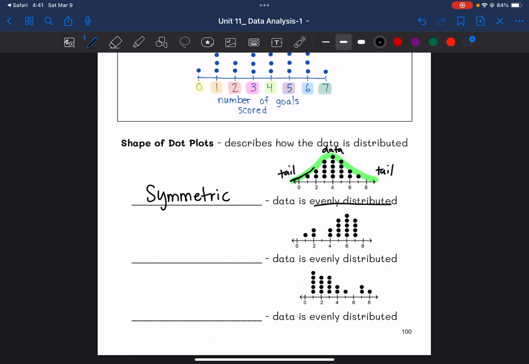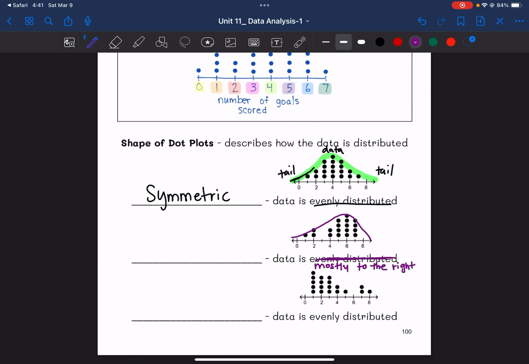Okay, but then if we look at the second one, it goes like this. Most of the data, it's not evenly distributed. We're going to cross that out and we're going to write data is mostly to the right.